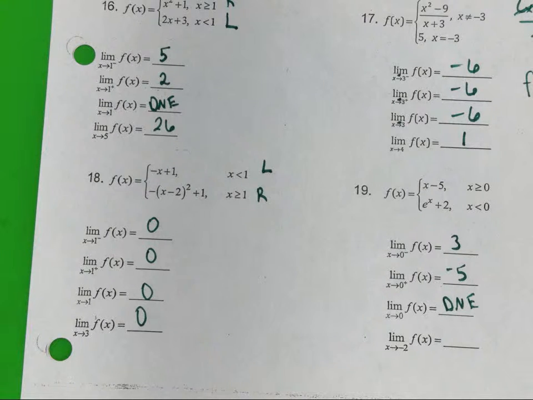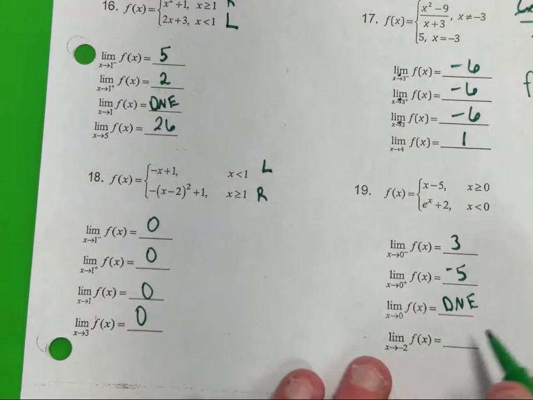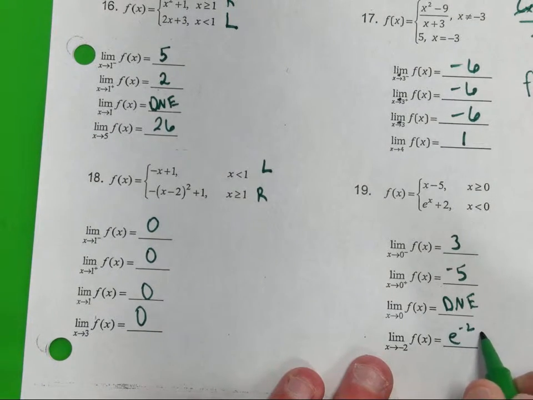Now, -2 is not my point of discontinuity, is it? So you just go to the piece where it fits and plug it in. That is greater than 0. What's -2 minus 5? Oh, it's less than 0. So it's going to be e to the what? -2 plus 2. You can just leave it like that. You don't have to get me a decimal. That's fine.